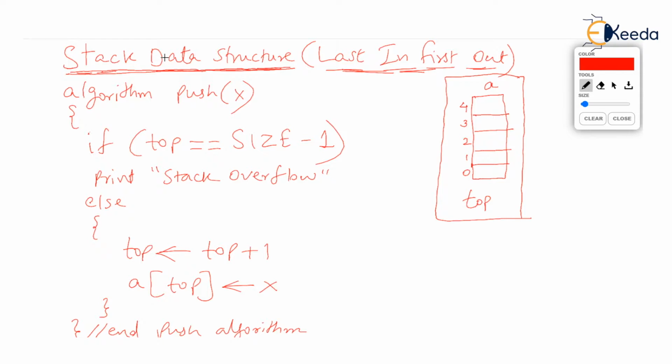Now you notice the picture drawn on the right hand side. I have an array A here, A of size equal to 5. Let's say size is a constant I have declared, and the value of size is 5. So the array elements are from 0 to 4 as shown in the diagram, and there is one simple integer variable called top.